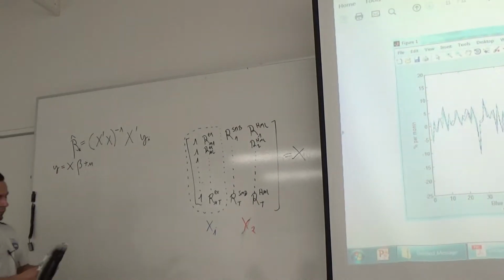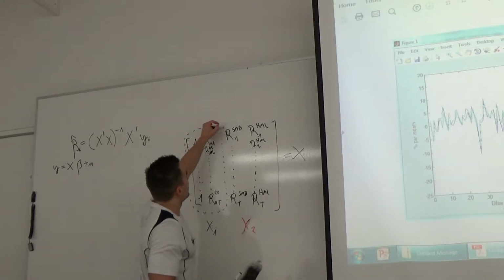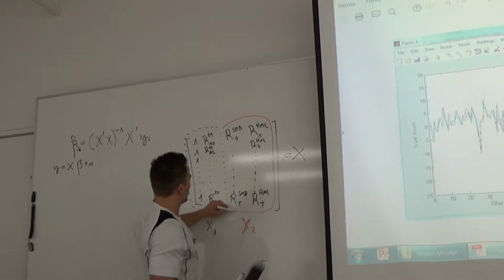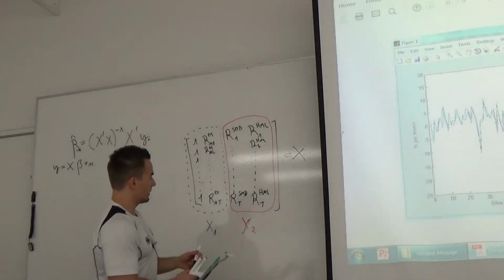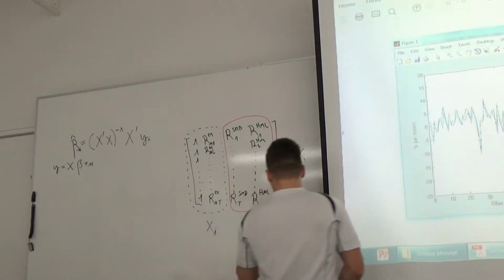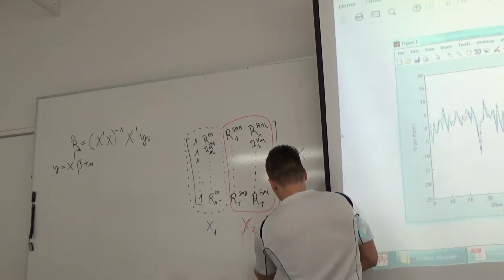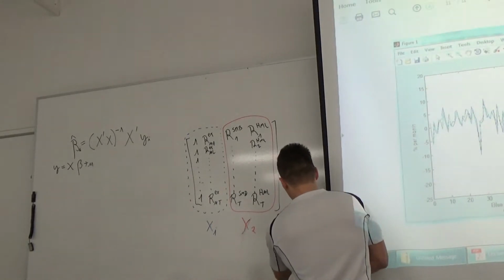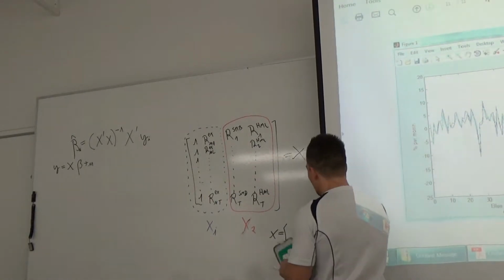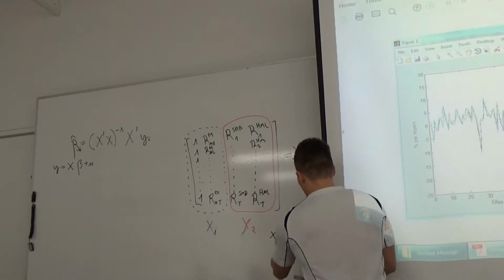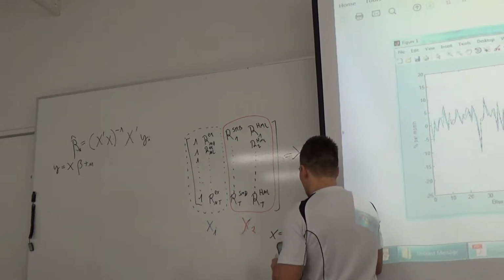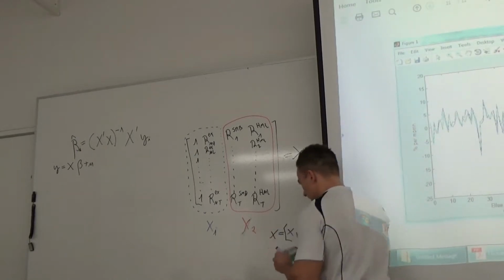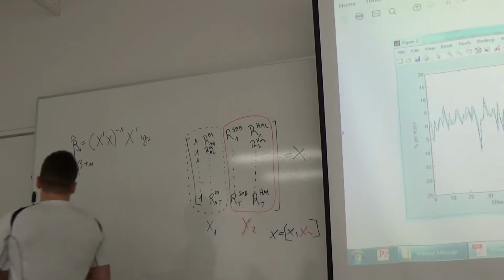So we can do that. We can divide this data matrix here into two subparts. That doesn't matter. So our X is basically nothing else but the block matrix consisting of x1 and x2. It doesn't matter how we write it.